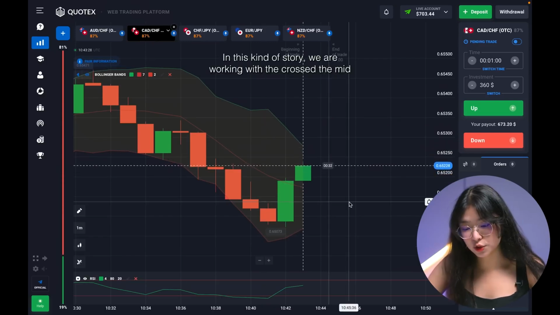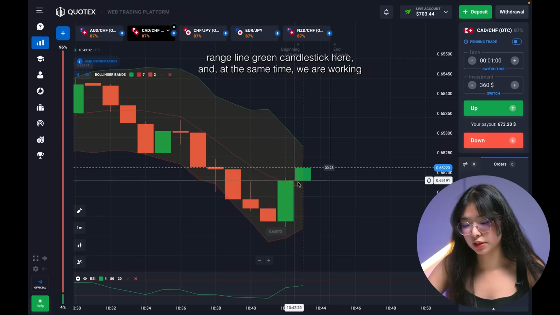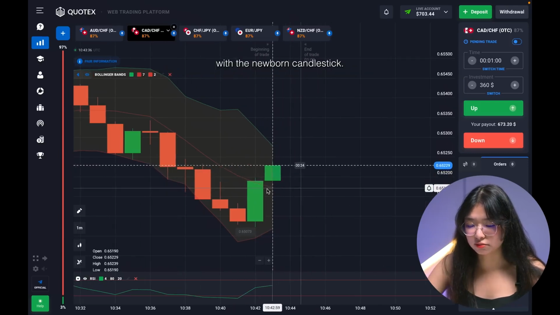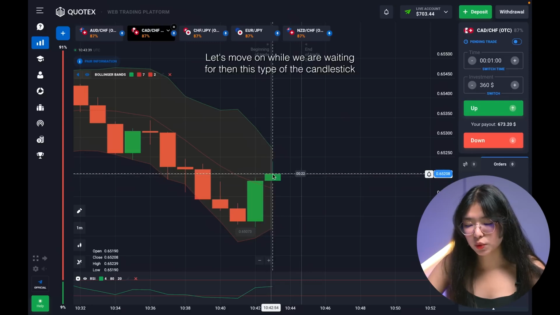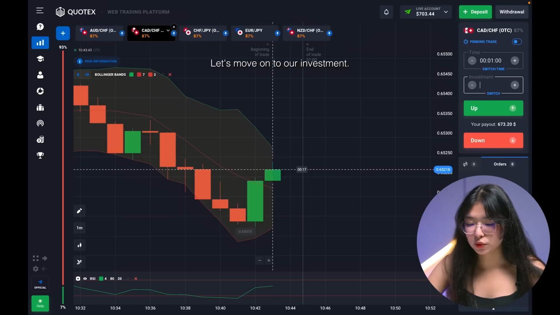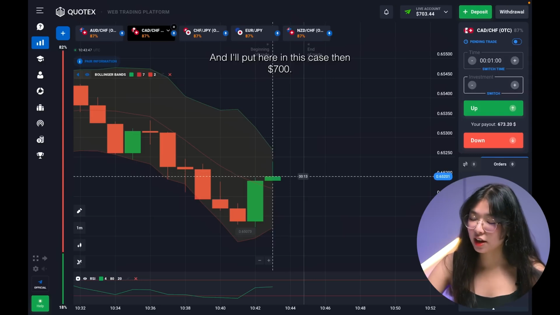And in this kind of story, we're working with this cross of the mid-range line, the green candlestick here, and at the same time we're working with the newborn candlestick. So let's move on while I'm watching for this type of candlestick, and let's move on to investment. I'll put here in this case $700.